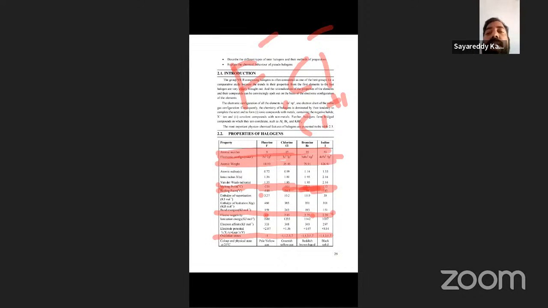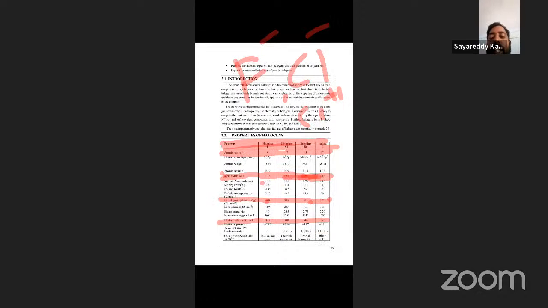So these are the properties of halogens. Only these are important. No need to write all of this. Just the atomic number, the electronic configuration and atomic weight, then electronegativity and oxidation state. Then we are further studying boiling and melting. So no need to write all of this for exam purposes.